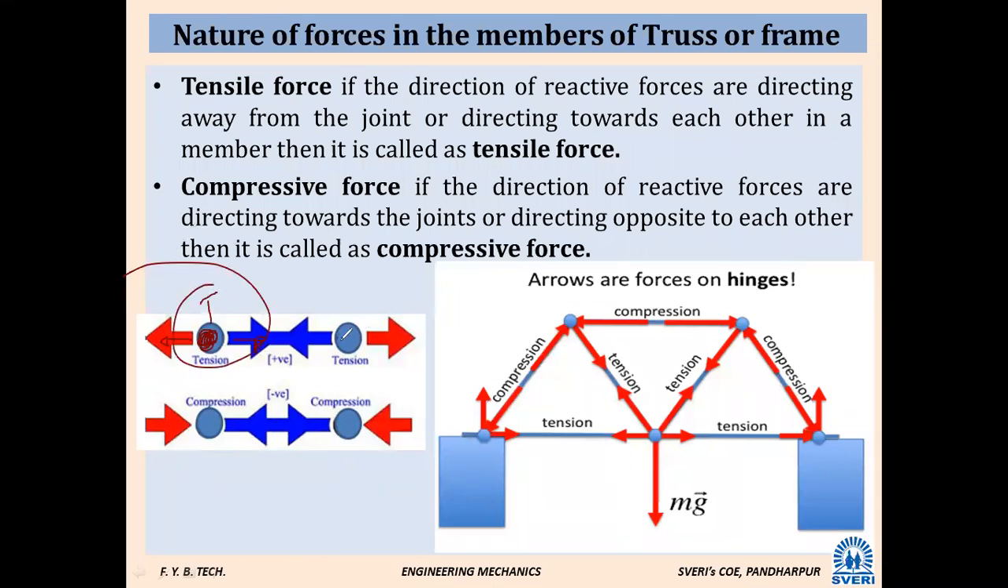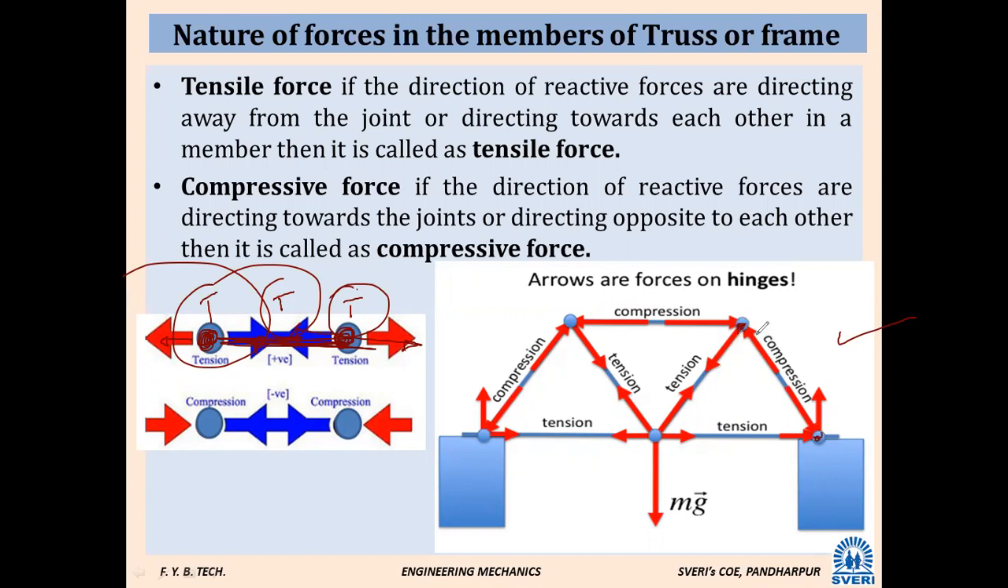Here one joint is here, another joint is here. The force is going away or towards? Away. It is tensile force. In between these two joints there is a member, correct? In the member the force is acting towards each other. Then that is called a tension force. See here in this figure, here is one joint, here is another joint, correct? These forces are going towards the joint.